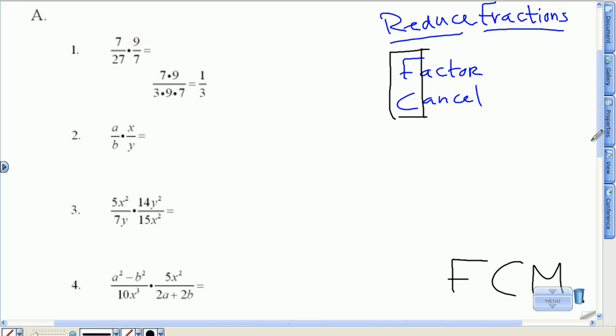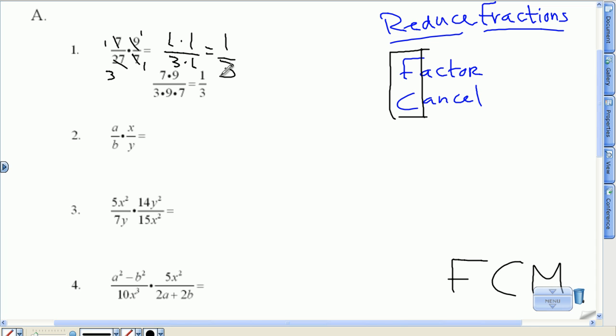Take a look at problem 1 here. Factor, that's not necessary. There are no binomials on the top and bottom, so there is no factoring to do. Cancel, 7 goes into 7 one time. 9 goes into 27 3 times. So I'm left with 1 times 1 on the top, 3 times 1 on the bottom, which is 1 over 3. And you can see a little bit different way to look at that down below.